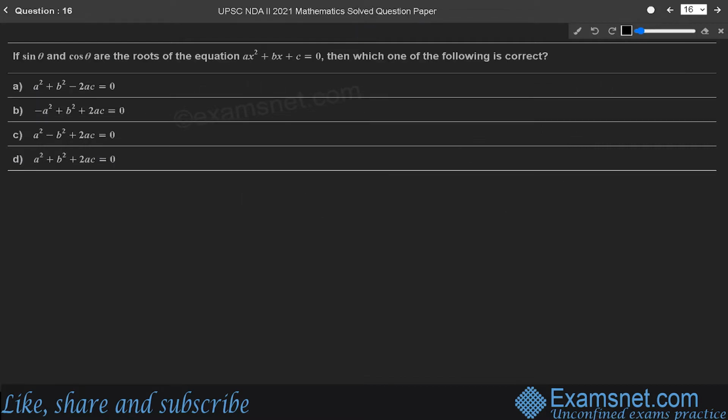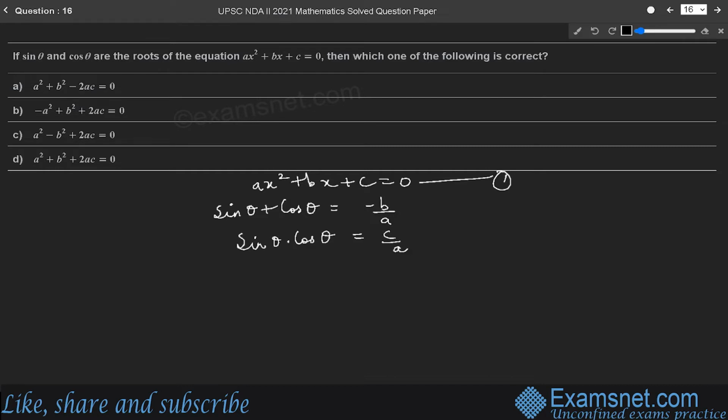Next question is, if sine theta and cos theta are the roots of the equation ax square plus bx plus c is equal to 0. So the given equation is a quadratic equation. Then which one of the following is correct? Then we have to identify which one of the following is the correct option. So let this given equation be equation 1. And the roots are given, sine theta and cos theta. Therefore, sum of roots will be sine theta plus cos theta equal to minus b upon a, and product of roots will be sine theta into cos theta equal to c upon a.